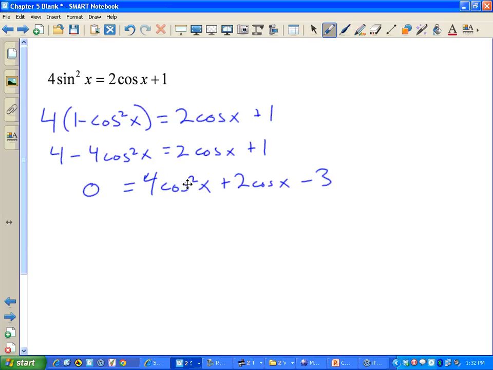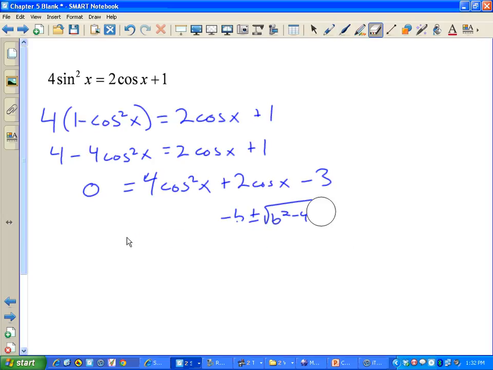Now, anything that you could usually do with quadratics, I can do with this. So, for example, I could do the quadratic formula. Except, when I do the quadratic formula, it wouldn't be what x equals. It would be cosine of x equals negative b plus or minus the square root of b squared minus 4ac, over 2a. So I'd get two answers, and then I have to do inverse cosine to both those answers.